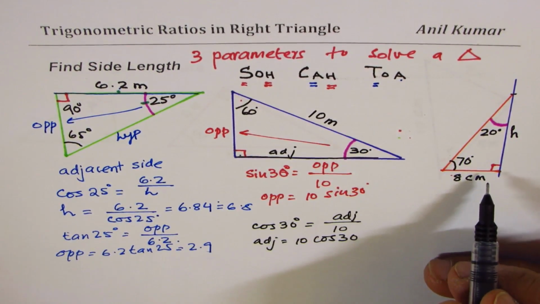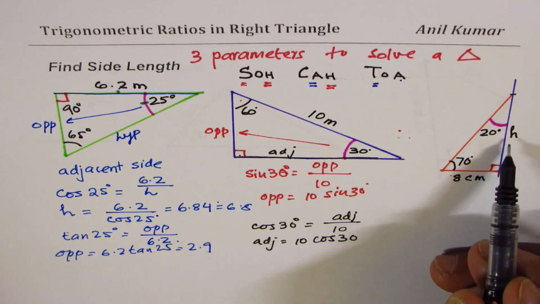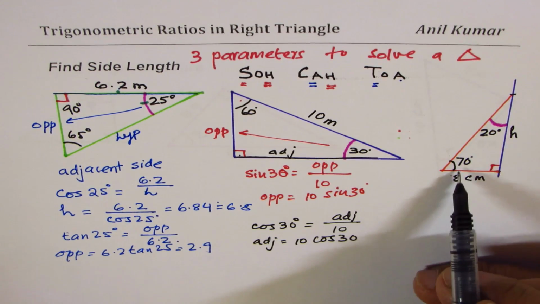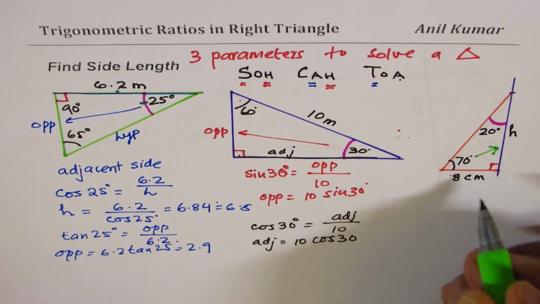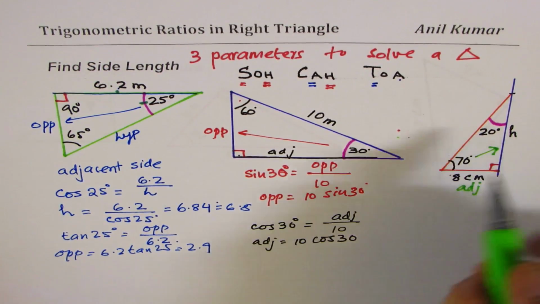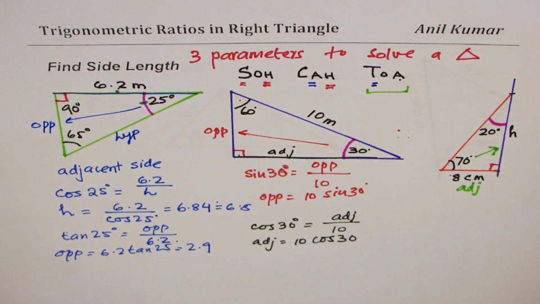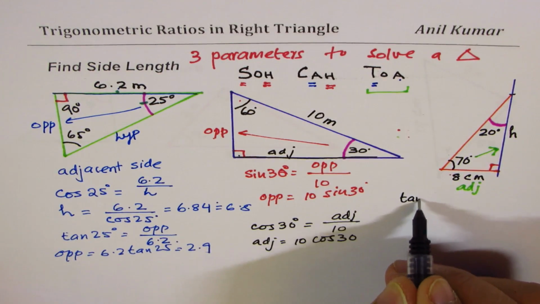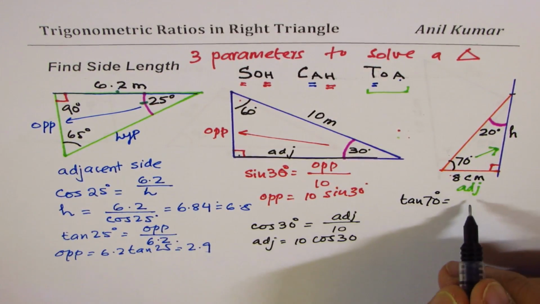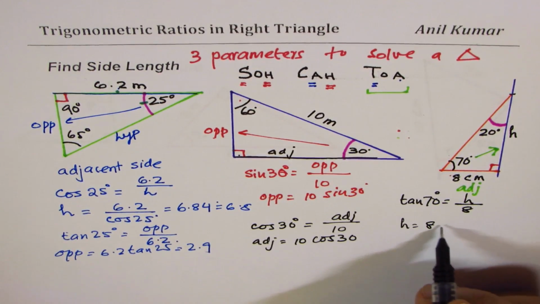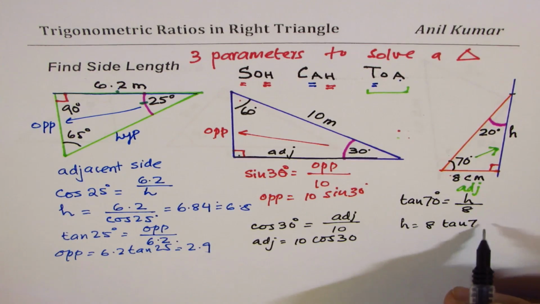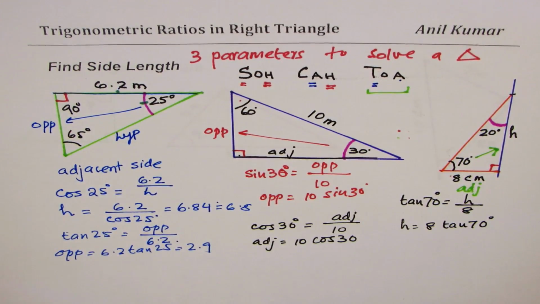Okay, let's get back to the last one. Now, to find the height, what should we do? Well, if we are looking from 70 degrees, it is the opposite side, and that is the adjacent. Opposite and adjacent means tan. Therefore, we'll write tan of 70 degrees equals height h over 8 centimeters. h equals 8 times tan of 70 degrees, right? It is that simple. So I hope you got all your answers.